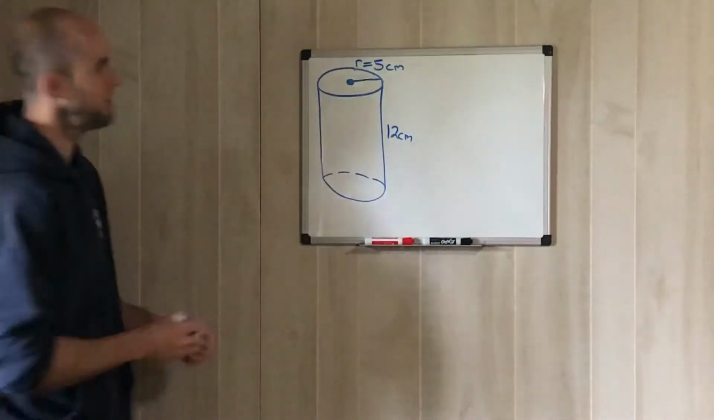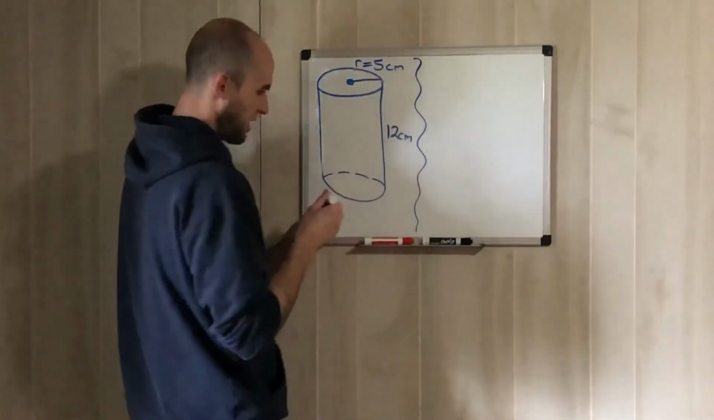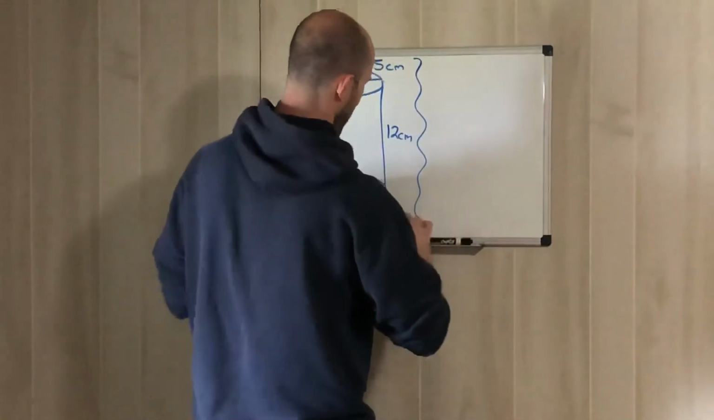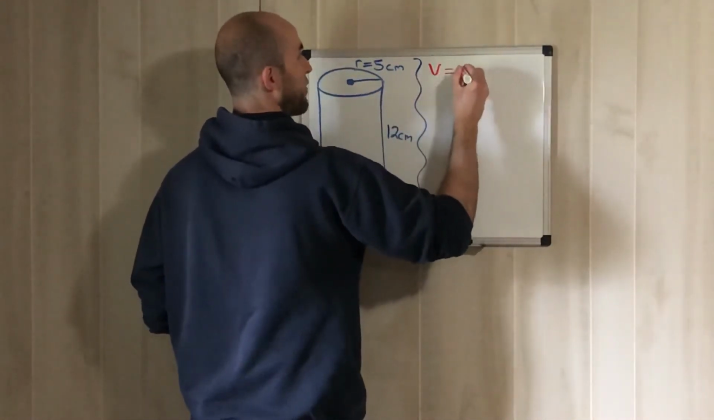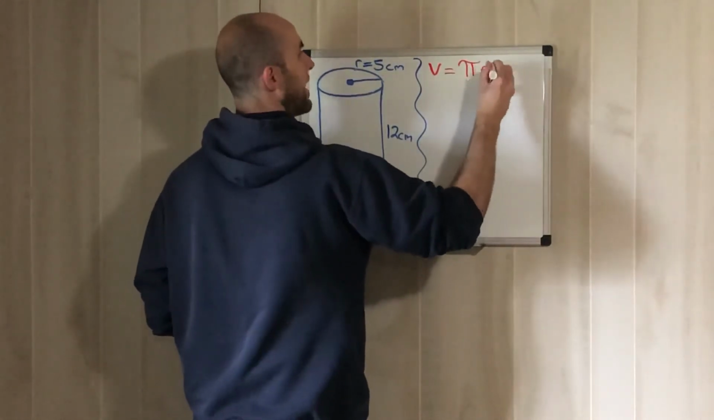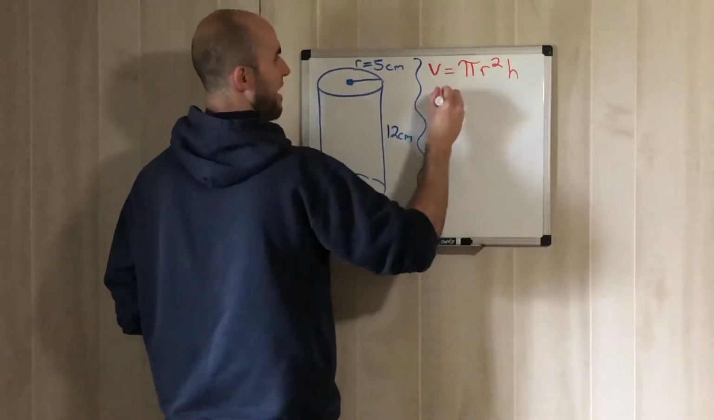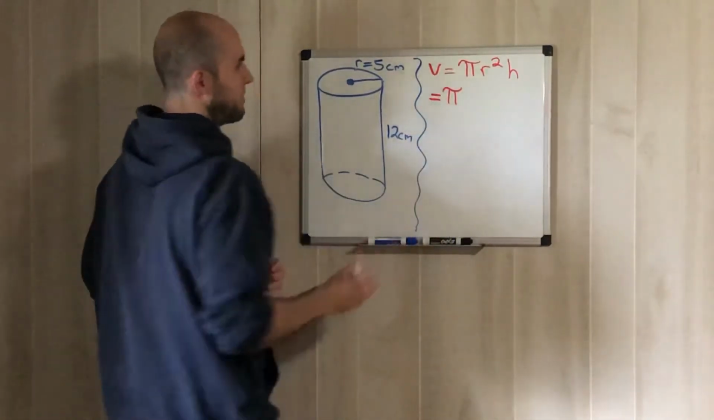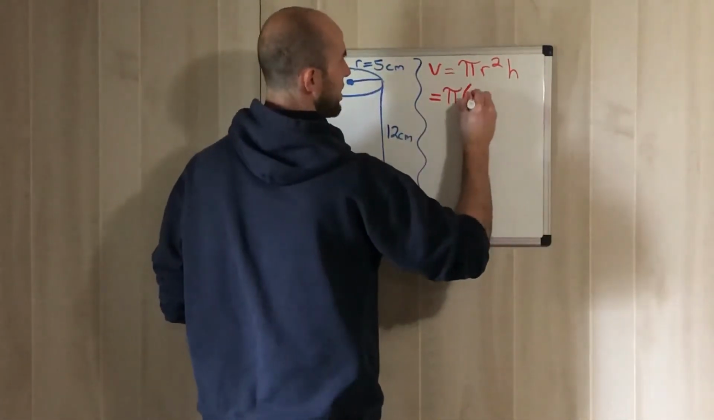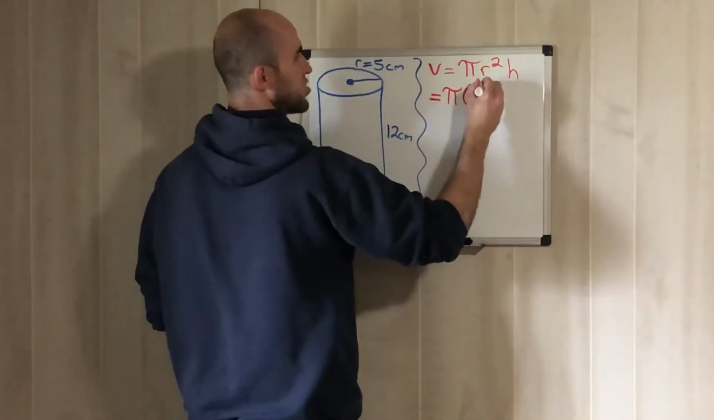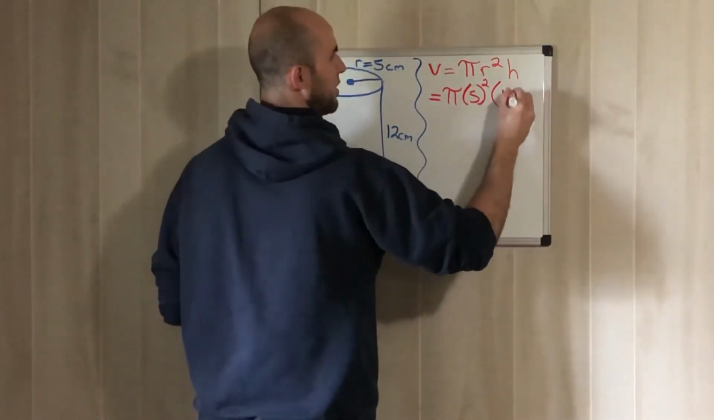So since we want to find the volume, same thing that we did before, let's use the formula for volume of a cylinder, always the same thing, pi r squared h. So now let's just substitute it. We have pi. We know that the radius is 5, so we have 5 squared. And we know that the height is 12.